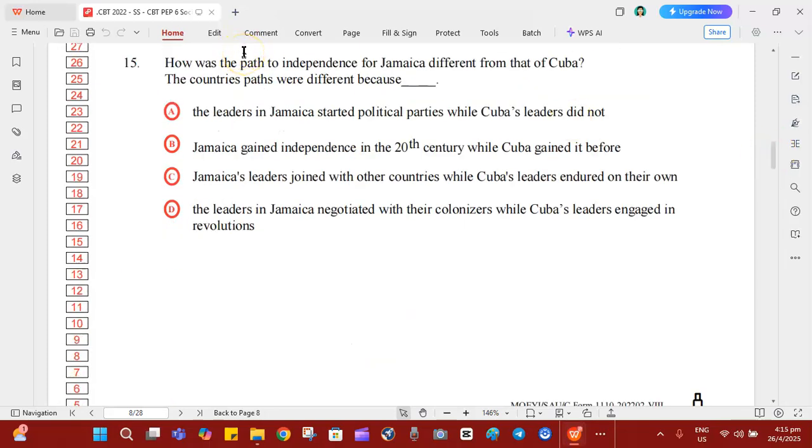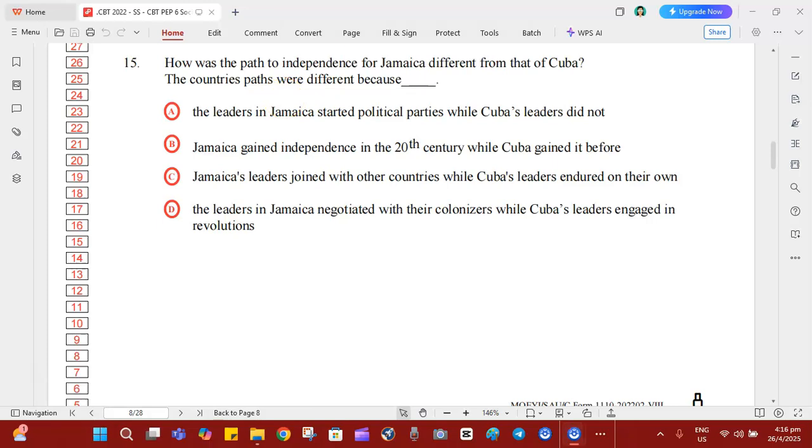Number 15. How was the path to independence for Jamaica different from that of Cuba? The countries' paths were different because A, the leaders in Jamaica started political parties while Cuba's leaders did not. B says Jamaica gained independence in the 20th century while Cuba gained it before. C says Jamaica's leaders joined with other countries while Cuba's leaders endured on their own. D says the leaders in Jamaica negotiated with their colonizers while Cuba's leaders engaged in revolution.